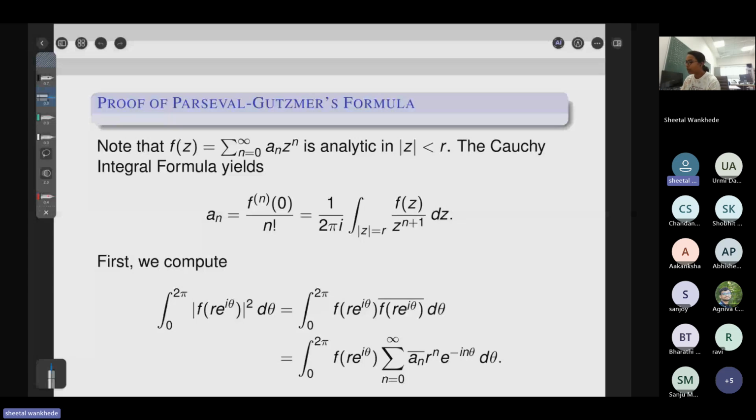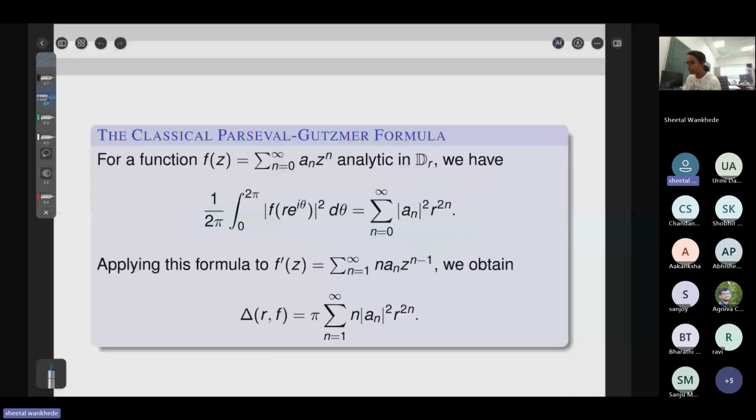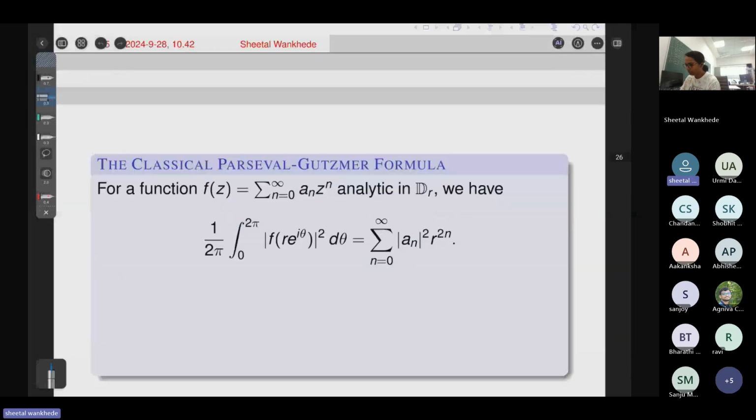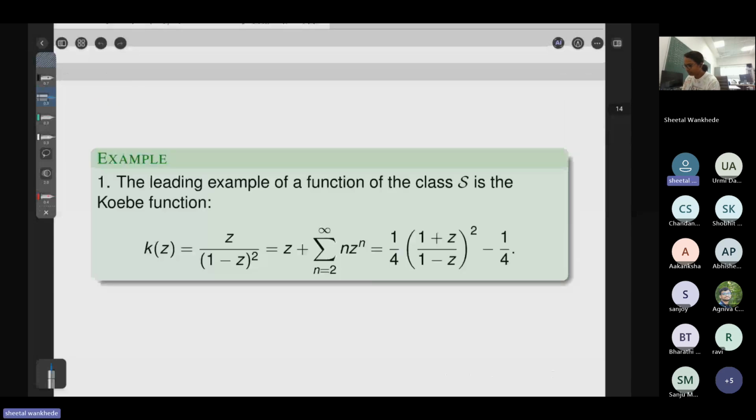By uniform convergence of the Taylor series, we can take the summation out and the integral inside. Here we just do the arrangement of terms, and this we know is again a_n by the Cauchy integral formula. We get the first formula, what we explained here. If you apply this formula to f dash of z and put it here, let me show you. If you remember, we have this integral from 0 to 2 pi in terms of series, and we can get this area theorem.